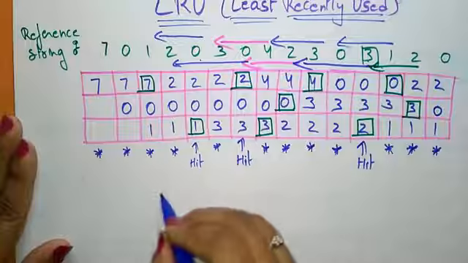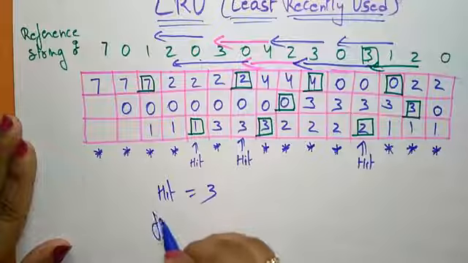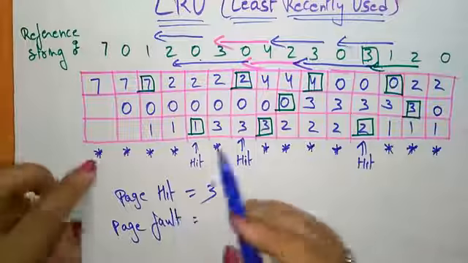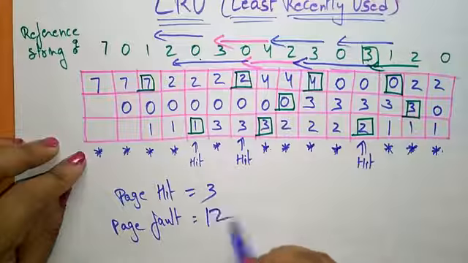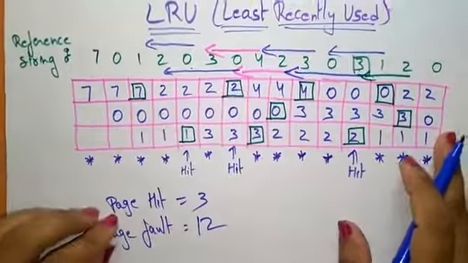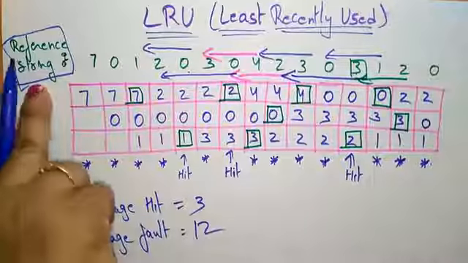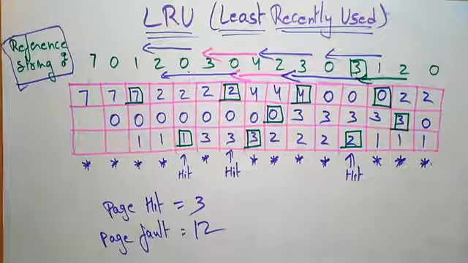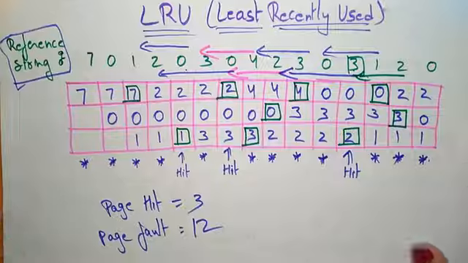So here how many hits are there? Hits are 3, and the page faults are 1, 2, 3, 4, 5, 6, 7, 8, 9, 10, 11, 12. So 12. The page hits and page faults are completely based on the reference string. Whatever reference string you are given, the hit ratio and the fault ratio will be calculated based on that reference string only. So the hits and faults will be different for different reference strings. This is completely based on the reference string that the user is selecting. Thank you.